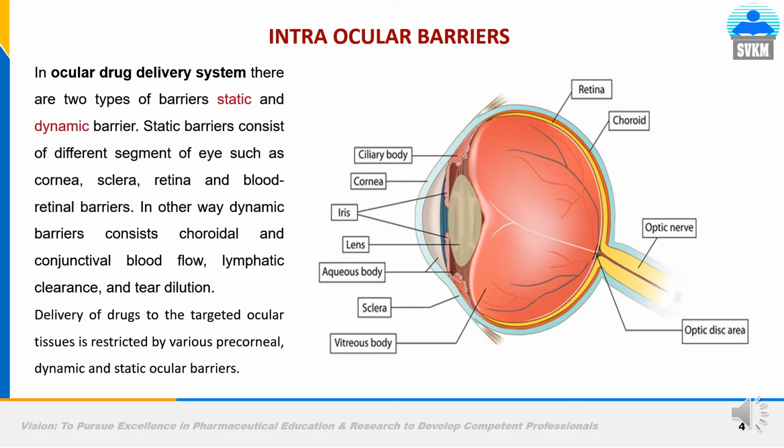So there are a number of barriers which include precorneal, dynamic, and static ocular barriers. This is the reason that delivery of the drug through the eyes is very challenging because of blinking action of the eyes, because of tears, because of these barriers, very less amount of drug is instilled in the eyes and absorption is very poor.